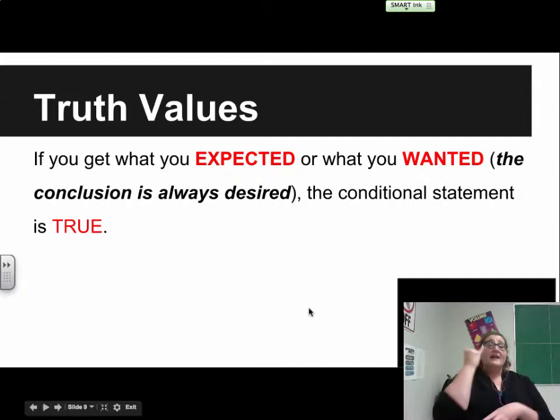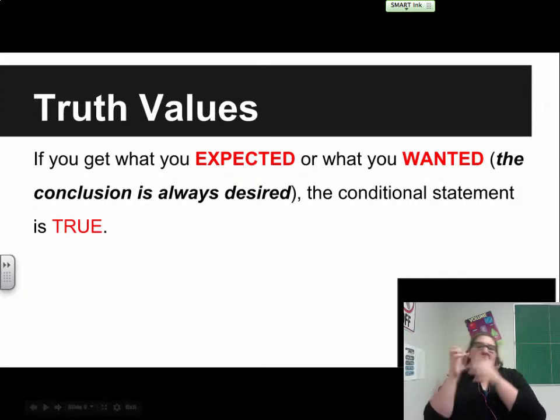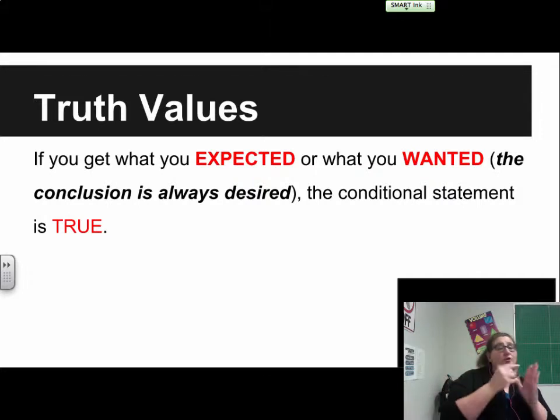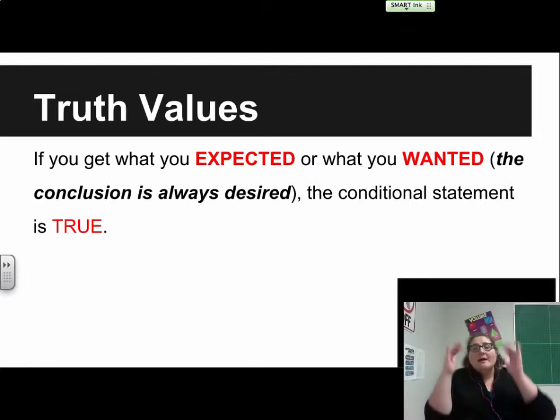Truth values. If you get what you expected, meaning if the hypothesis is true and the conclusion is true, you got what you expected. If the hypothesis was false and the conclusion was false, that's something you expect. One way to think about this is think of your parents use if-then statements all the time. They may say, if you get good grades, then I'll help pay your car insurance. Well, you got good grades, they paid your car insurance. That's a true statement. If you didn't get good grades and they don't pay your car insurance, you expected that to happen, so that's also true.